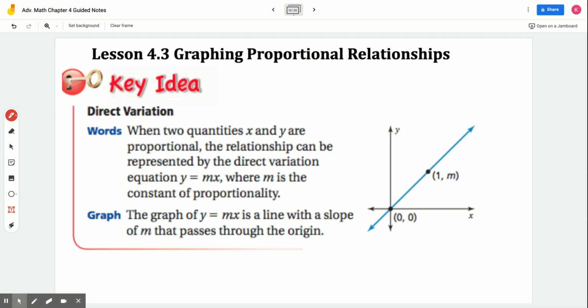So you see on the graph that the graph of y equals mx is a line with a slope of m that passes through the origin. We have talked about an equation that's similar to this. In y equals mx, there is no plus or minus b on the end for the y-intercept. That is because it has to go through the origin. So the straight line has to pass through the origin. Remember, m is the slope.